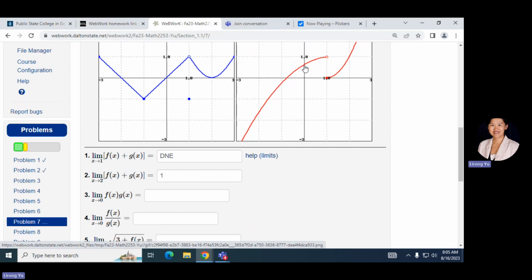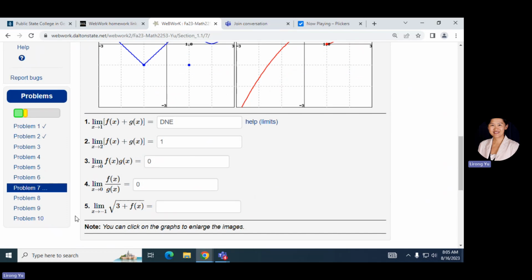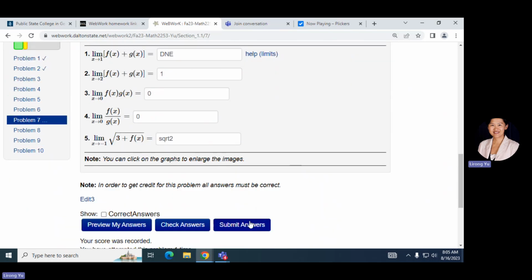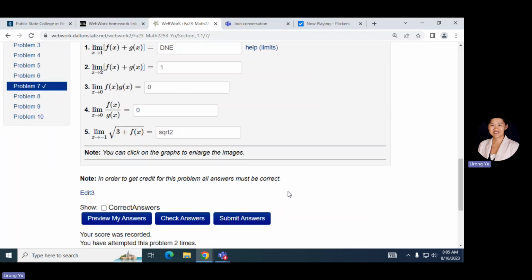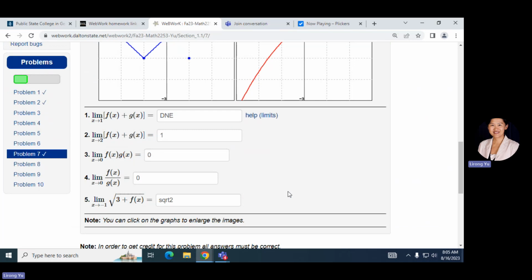That was 0. That was 0.5, but it's multiplication, so 0 times anything is 0. This one at 0, f of x approaching 0, so 0 divided by anything is 0. The last one at -1, 3 plus -1, which is square root of 2. That would be 5. There we go. Because it says we can't get credit unless all of them are right, we try all 5. All right. Any other questions?